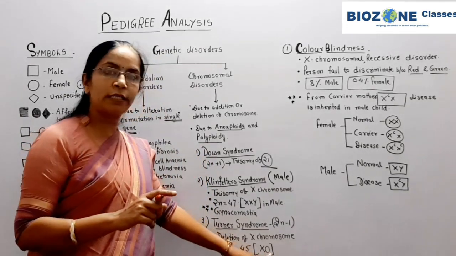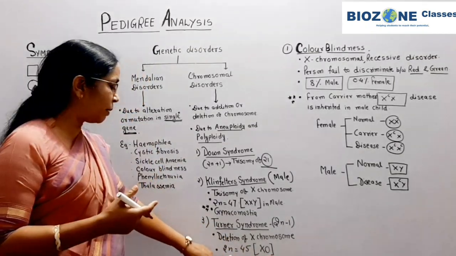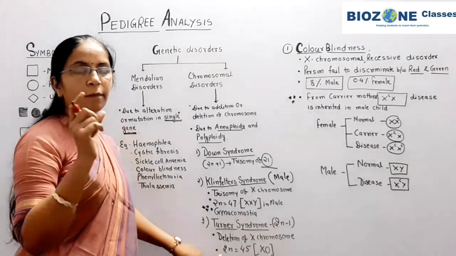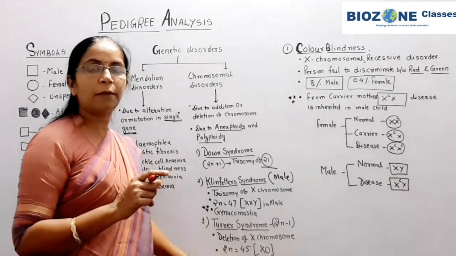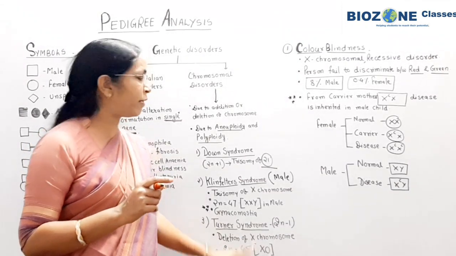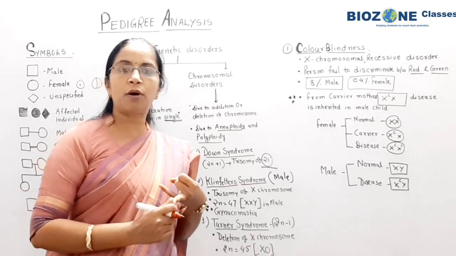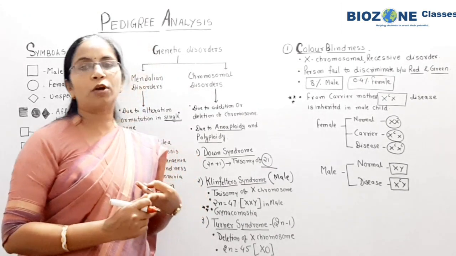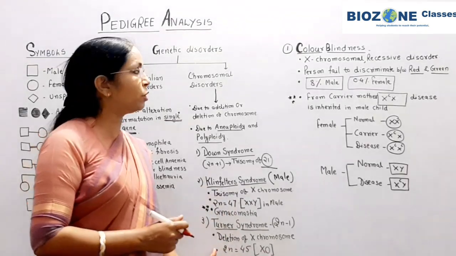So X0 is there because another X chromosome is deleted, and here you remember that the person with this disease has a diploid chromosome number of 45. So for this, you go through the characters, the deletion of which chromosome, as well as what the chromosome number is. So: Down syndrome, Klinefelter syndrome and Turner syndrome.